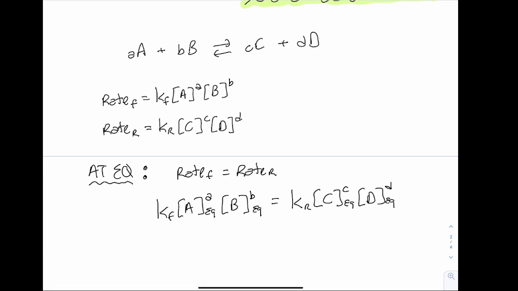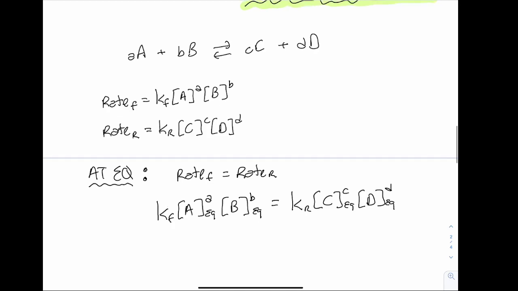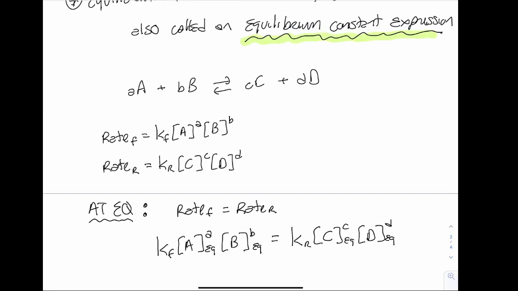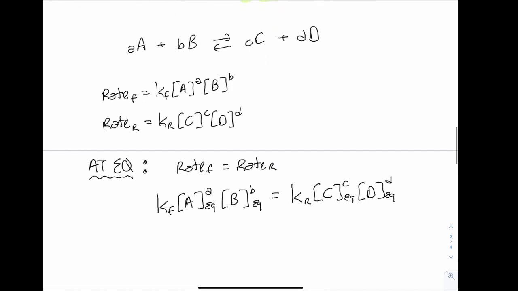So we start the reaction. Remember, we can start with either reactants or products. So I could start with A and B. I could start it with C and D. I could start it with all of those. We let time go on a little bit, and eventually my two rates are going to be equal. My concentrations then are my equilibrium concentrations, and this statement is true.